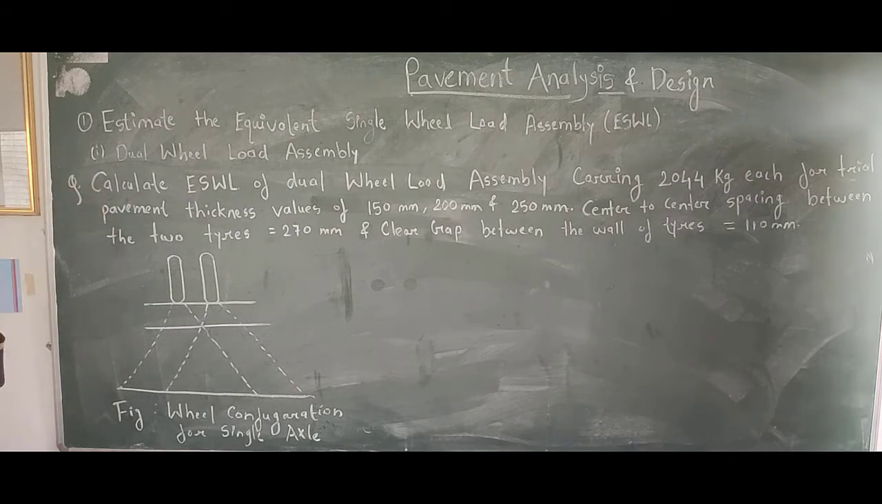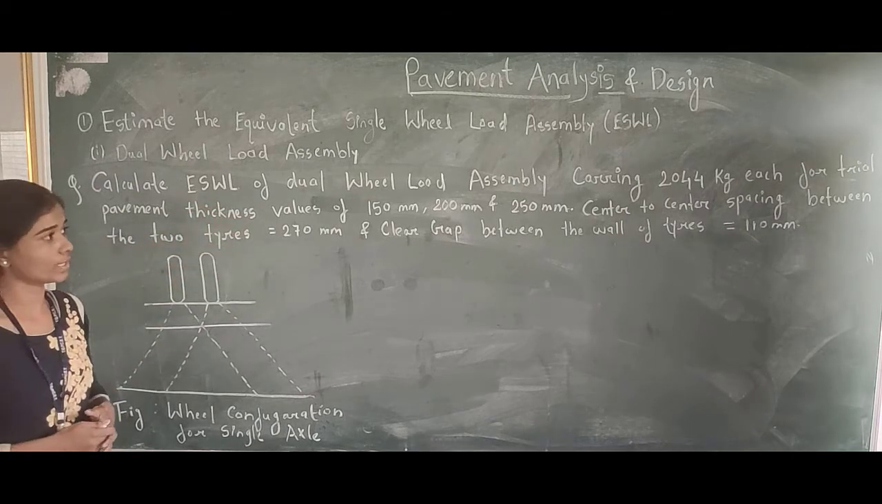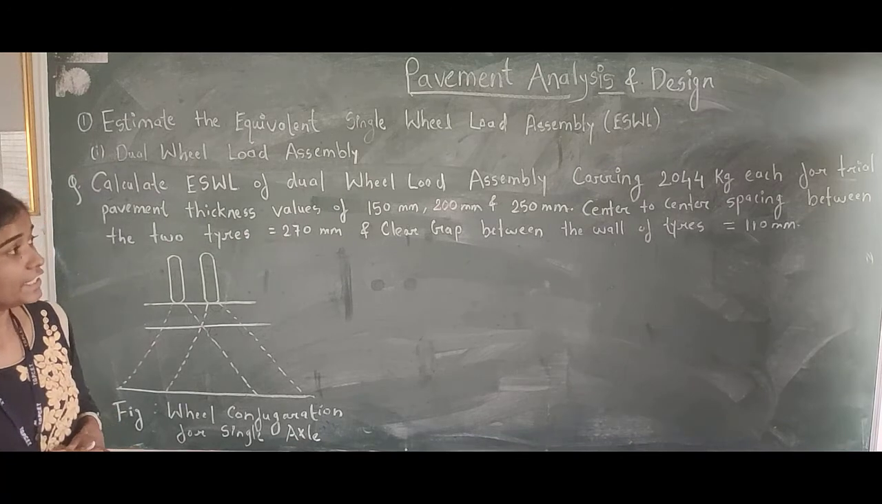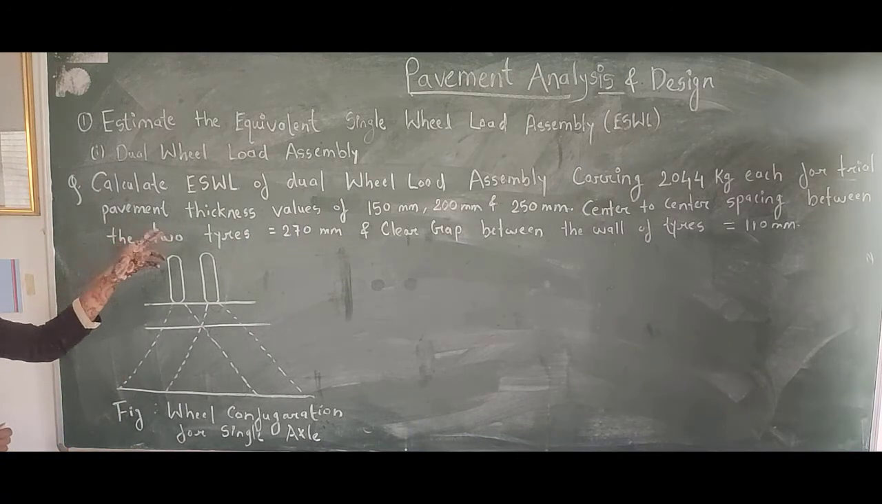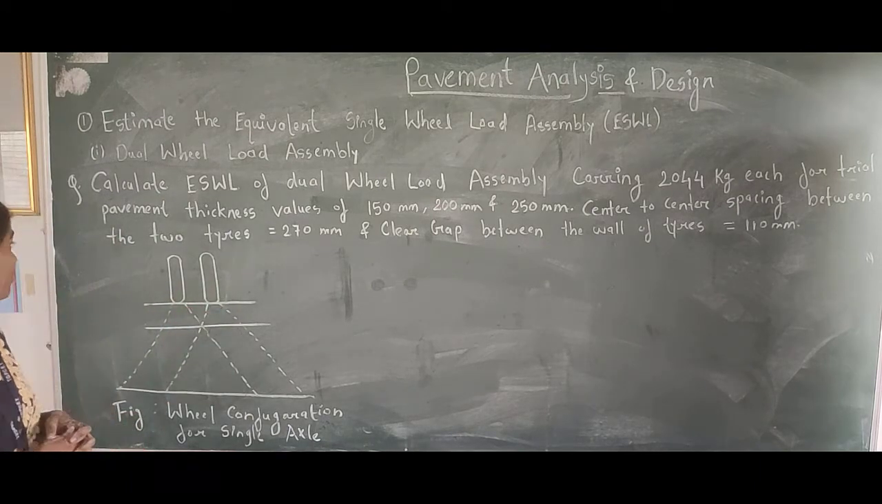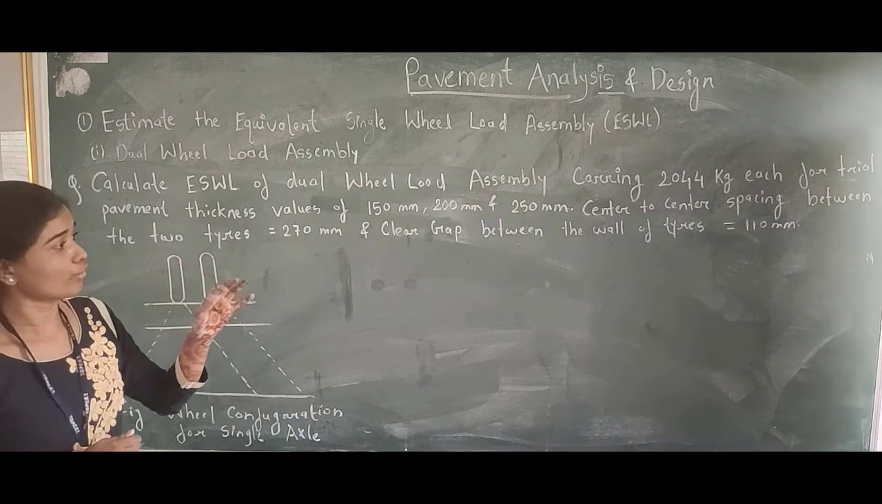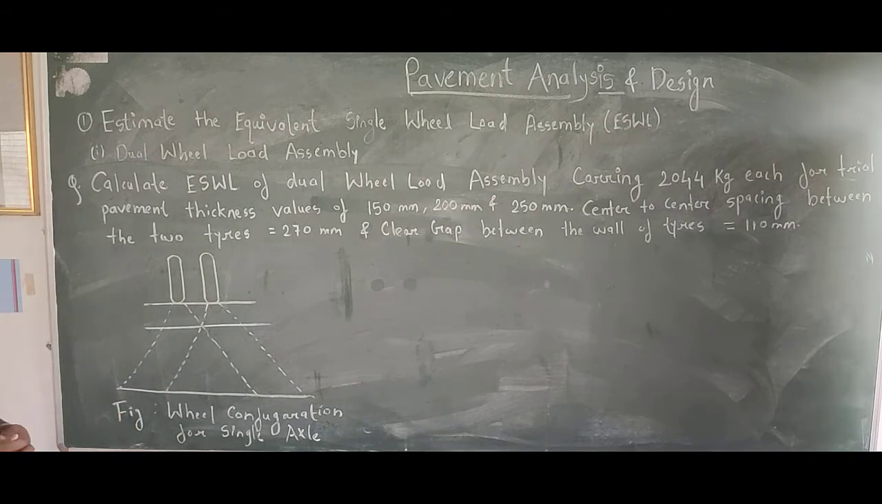Calculate the equivalent single wheel load of a dual wheel load assembly carrying 2044 kg each, for trial pavement thickness values of 150 mm, 200 mm and 250 mm. The center to center spacing between the two tires is equal to 270 mm and the clear gap between the walls of the tires is equal to 110 mm.